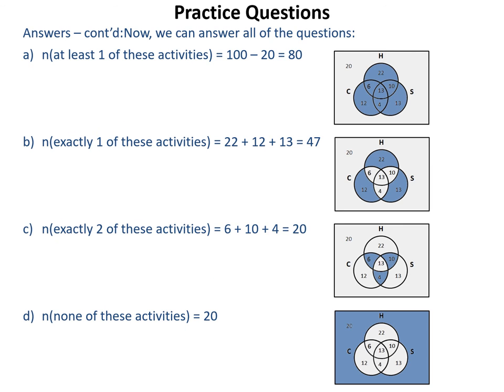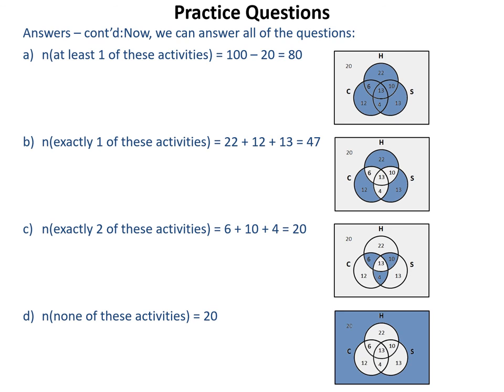Now we're ready to answer all the questions. So for part A, we're asked to find the number that are in at least one of these activities. And of course, that's just H union C union S. So that's just the combined areas taken up by the circles, which is everything except region 8. So the easiest way to do this is to just go 100 minus 20, which equals 80.